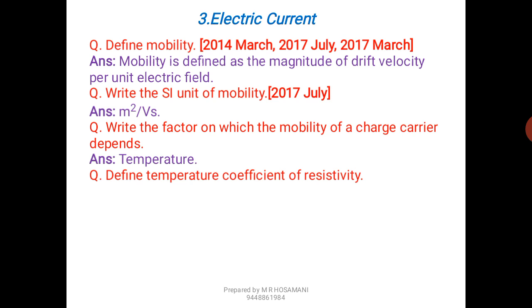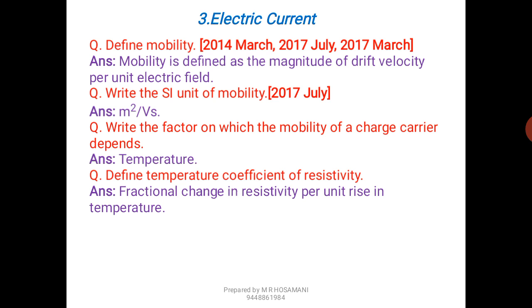See, temperature coefficient is the fractional change in resistance per unit degree Celsius. Okay, so that is delta R by R upon delta T, or 1 upon R dR by dT, you can say. So the answer is fractional change in resistivity per unit rise in temperature.